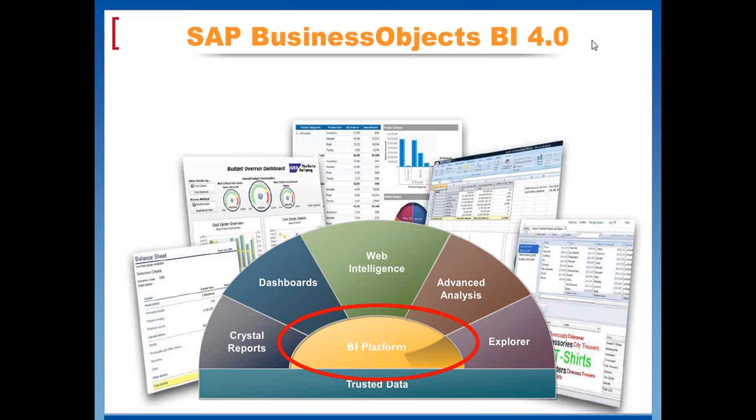Right. So the BI platform in SAP Business Objects primarily consists of 5 different components, guys. These 5 different reporting components are Crystal Reports, dashboards, web intelligence documents, advanced analysis, and explorer. So these are the 5 major components that you have. These are the 5 different components that are built on top of the BI platform, typically, guys.